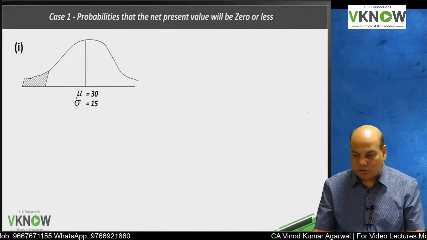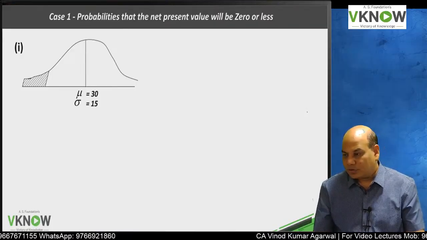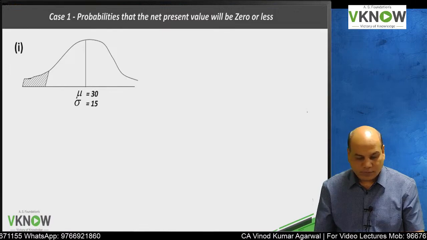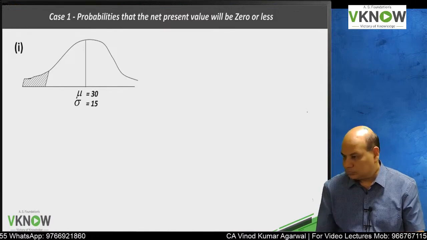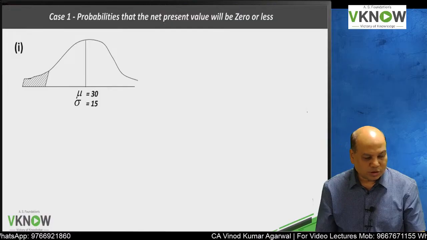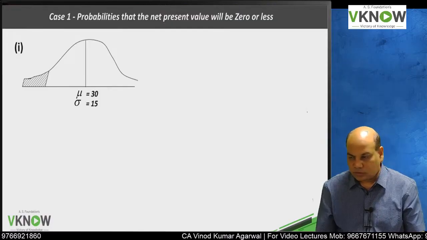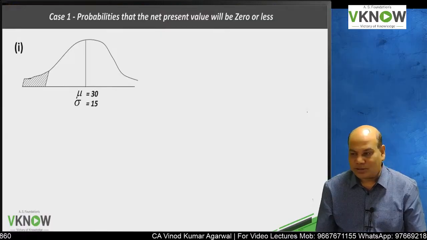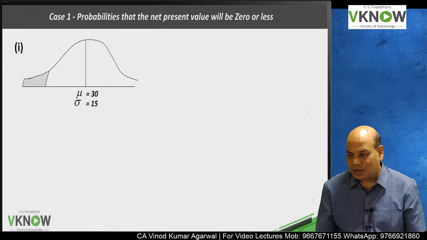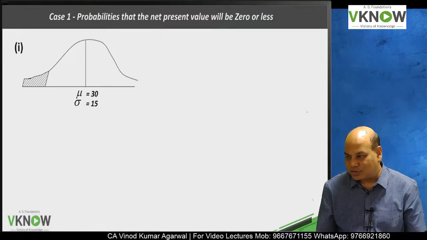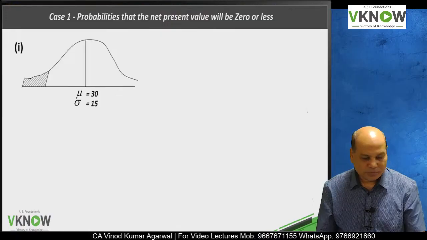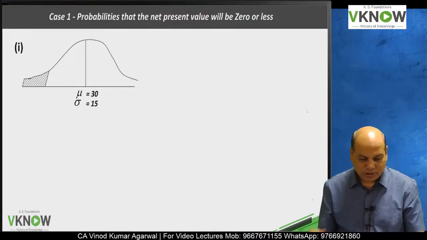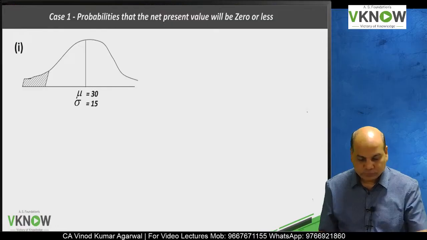Draw this normal distribution curve. It should look symmetrical. I have drawn it, but it's not very symmetrical. It should be symmetrical. Okay.